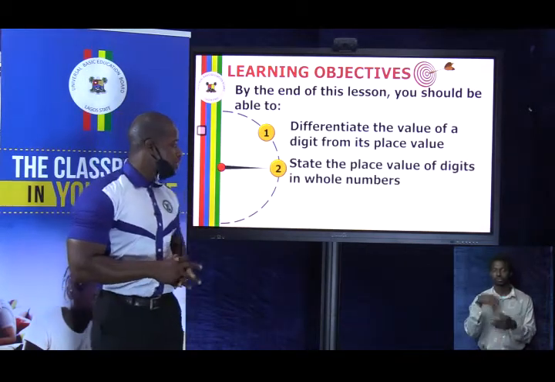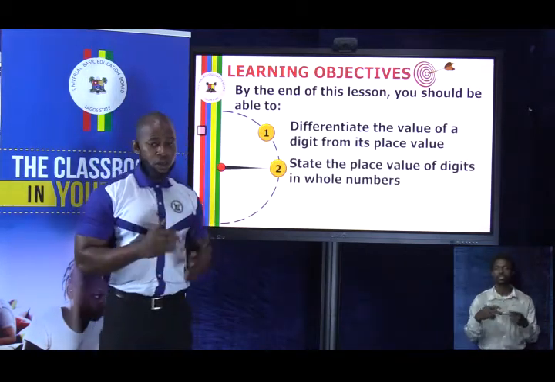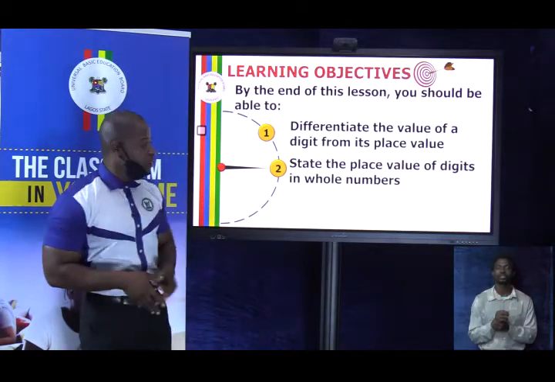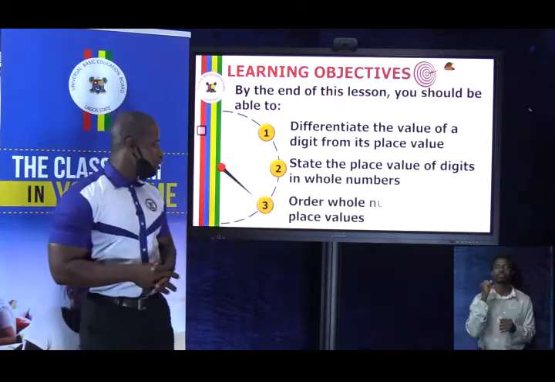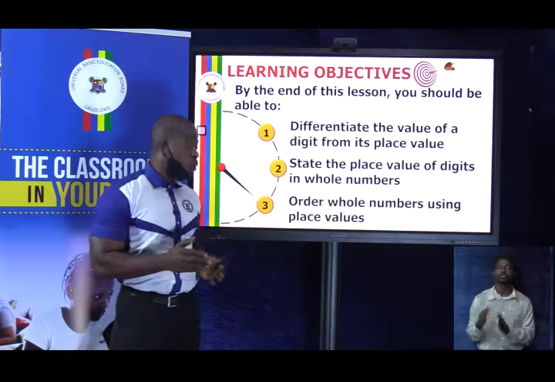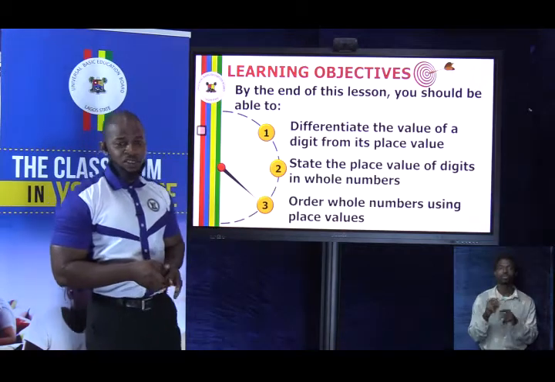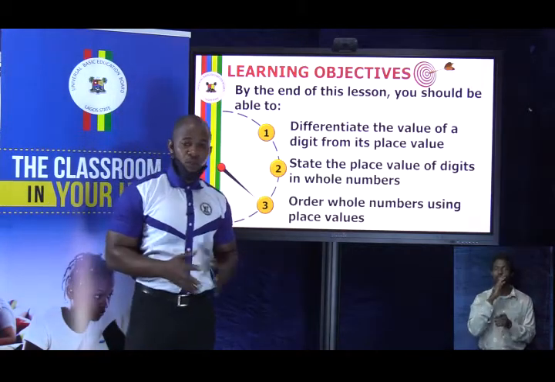What else? You should be able to state the place value of digits. So when you're able to state the value, you should also be able to state the place values. Finally, you should be able to order whole numbers, or arrange whole numbers, using your knowledge of place values. These are the things that we should be able to do at the end of the lesson.